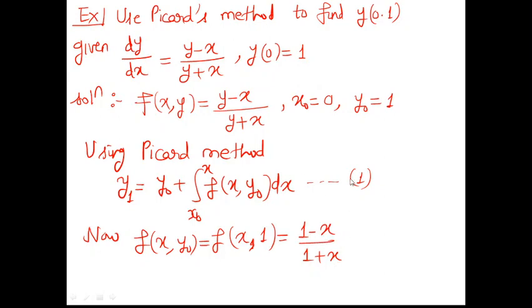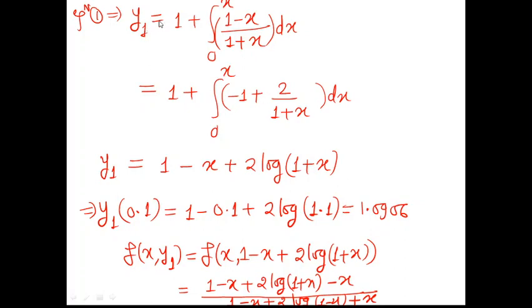Putting this in equation number 1, we get y1 is equal to 1 plus the integral from 0 to x of (1 minus x) upon (1 plus x) dx. Now expressing the numerator in terms of the denominator, this splits in the form minus 1 plus 2 upon (1 plus x), which is easily integrable. So integrating, we have 1 minus x plus 2 log of (1 plus x), since the integration of 1 upon (1 plus x) is log of (1 plus x). This is the expression for the first approximation.